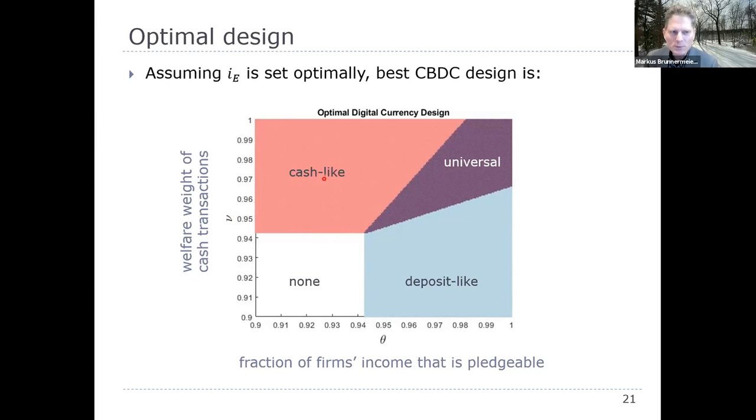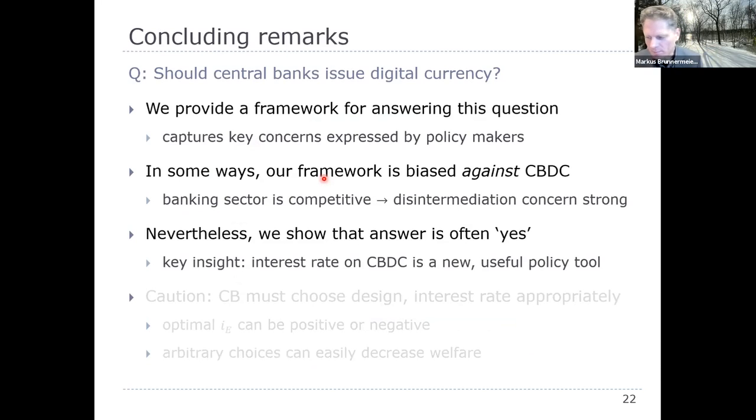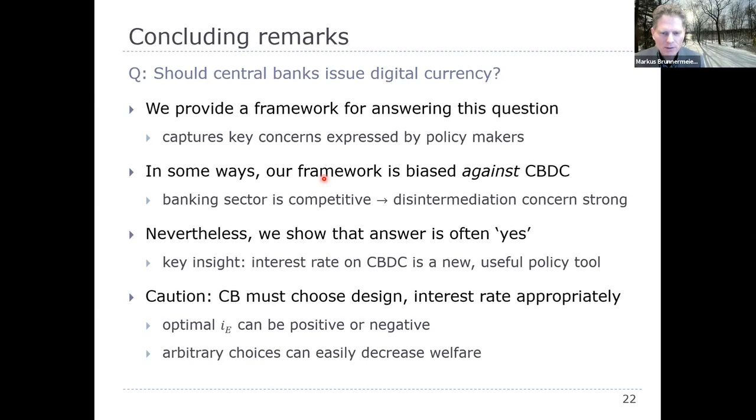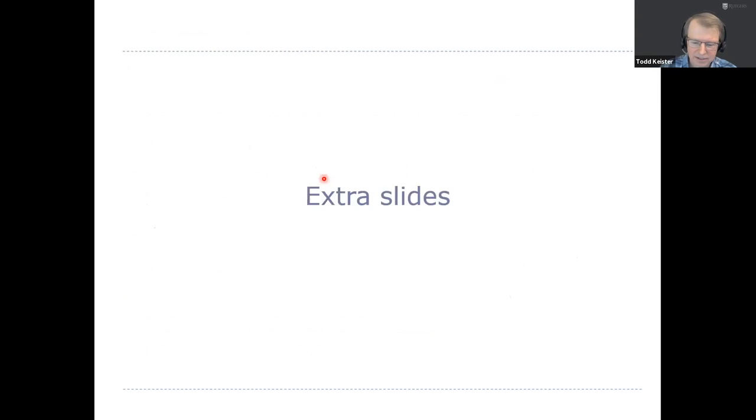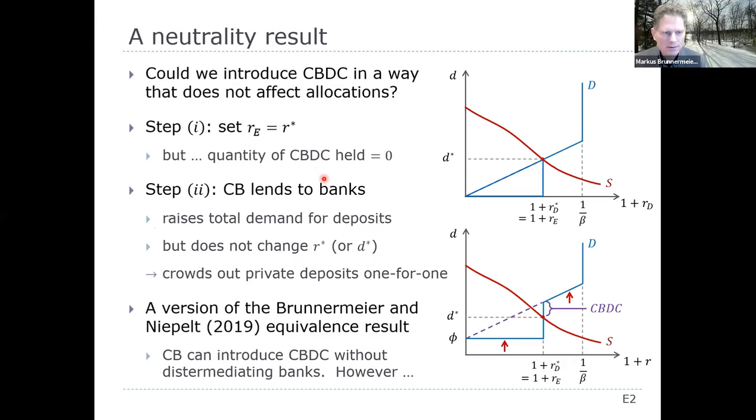So let me throw in one question on my own, which is that you made a big hidden assumption here, that the central bank cannot lend to the private banks at the policy rate, for the neutrality result.